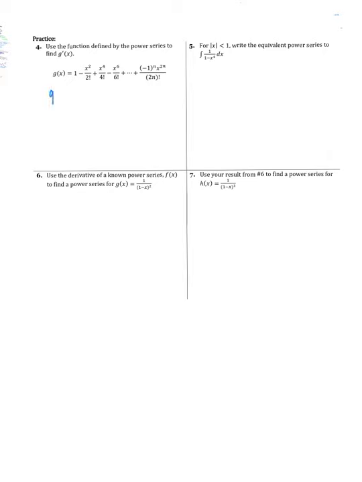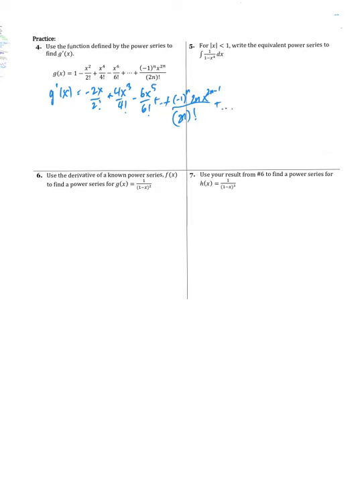So number 4, g prime of x is going to be 0, which I'm not going to write, minus 2x over 2 factorial, plus 4x to the third over 4 factorial, minus 6x to the fifth over 6 factorial, plus dot, dot, dot, plus our general term, negative 1 to the n times 2n, x to the 2n minus 1, all over 2n factorial plus dot, dot, dot.